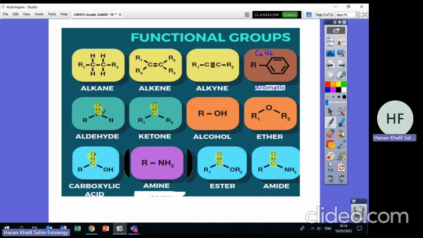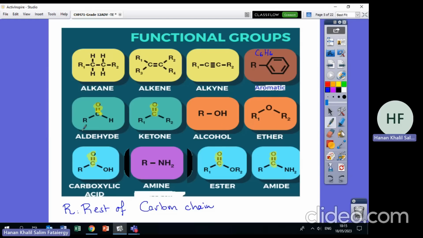Notice that here we have C double bond O, and from this side we have R, and from this side we have H. What does R mean? R means the rest of the carbon chain. What does rest of the carbon chain mean? It means it could be CH3, or it could be CH2CH3, or it could be CH2CH2CH3. The important thing is that there is a carbon chain here. So whenever you see R, this means there is a carbon chain.